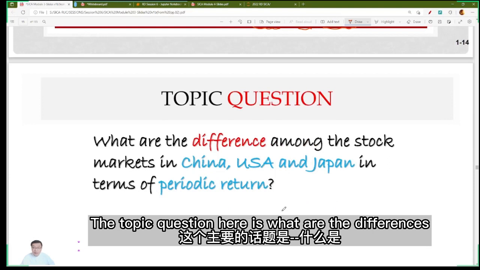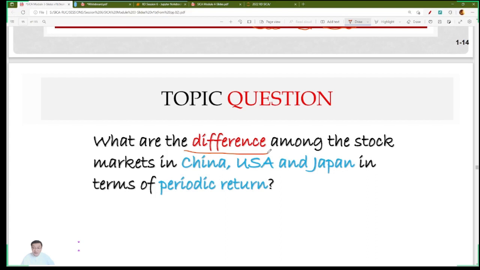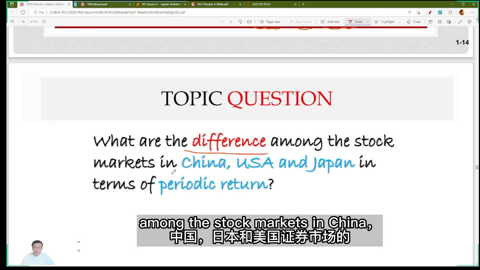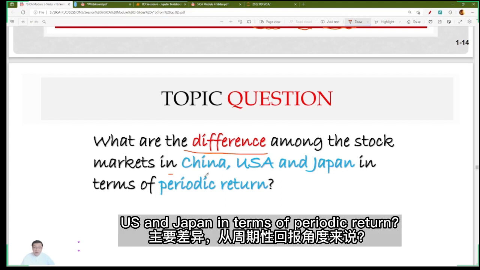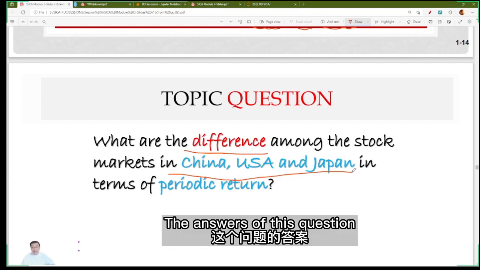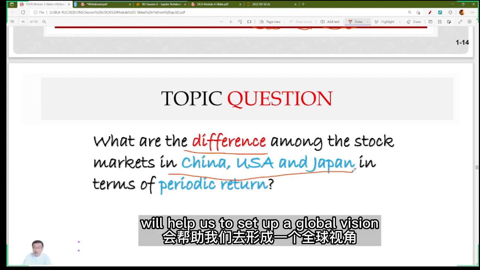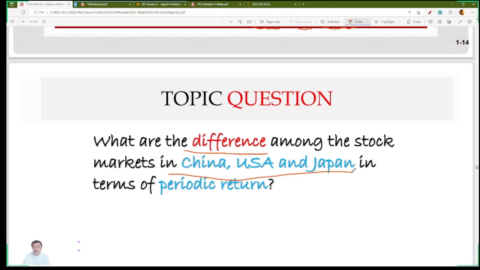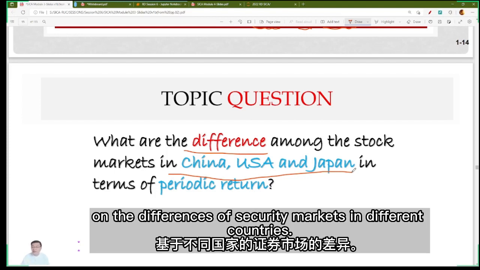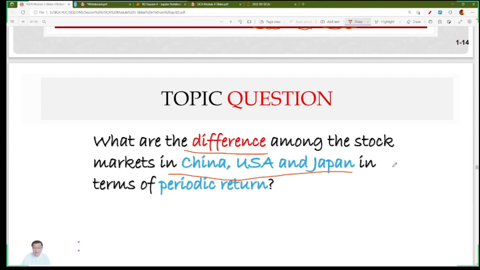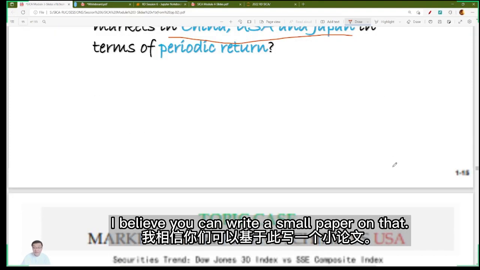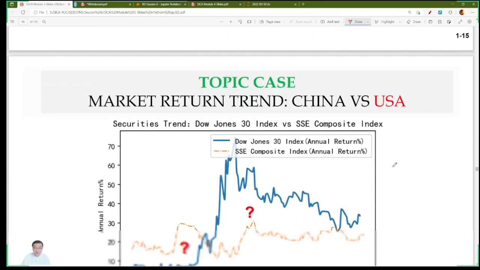The topic question here is, what are the differences among the stock markets in China, US, and Japan in terms of periodic return? The answer to this question will help us to set up a global vision on the differences of security markets in different countries. I believe you can write a small paper on that. It's pretty interesting.